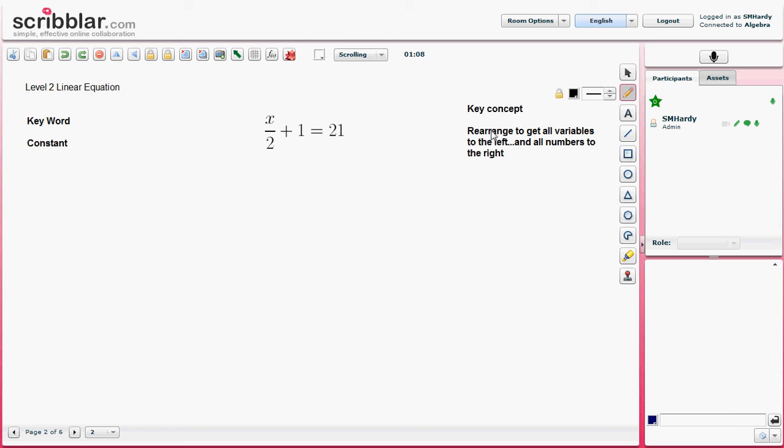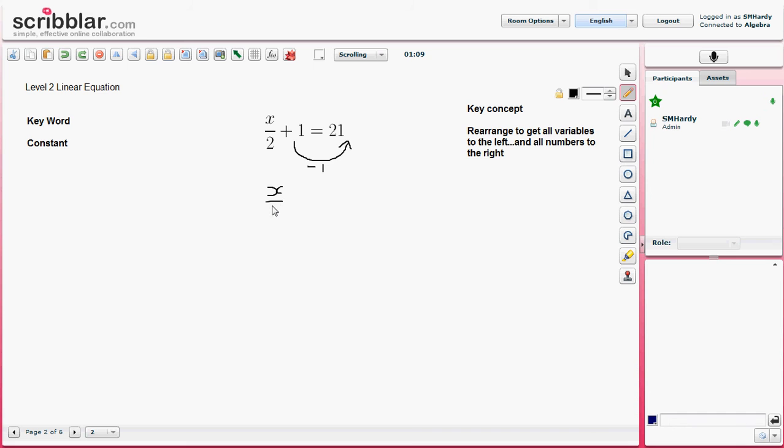And we need to rearrange using this key concept on the right, so rearrange to get all the variables to the left, variables being the x values, and all the numbers over to the right. And I'm going to do the plus 1 part first. So we're going to take the plus 1 over to the other side of the equation. The opposite of plus is minus, so that's going to be minus 1 by the time it gets to the other side of the equation.